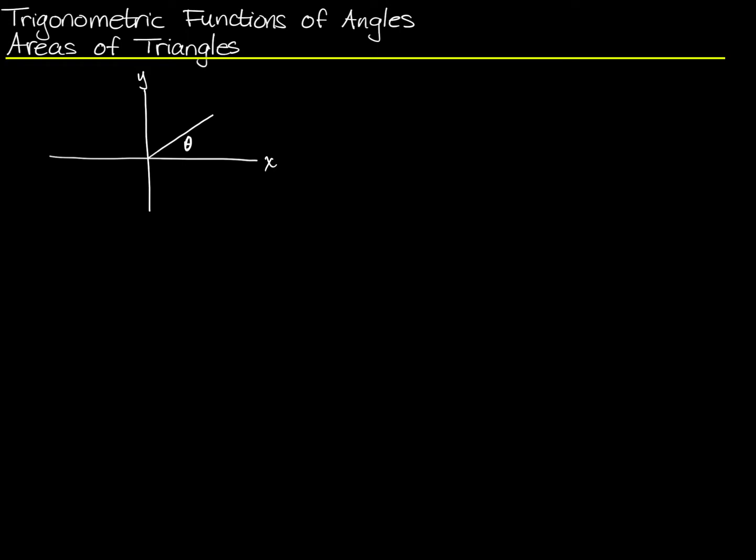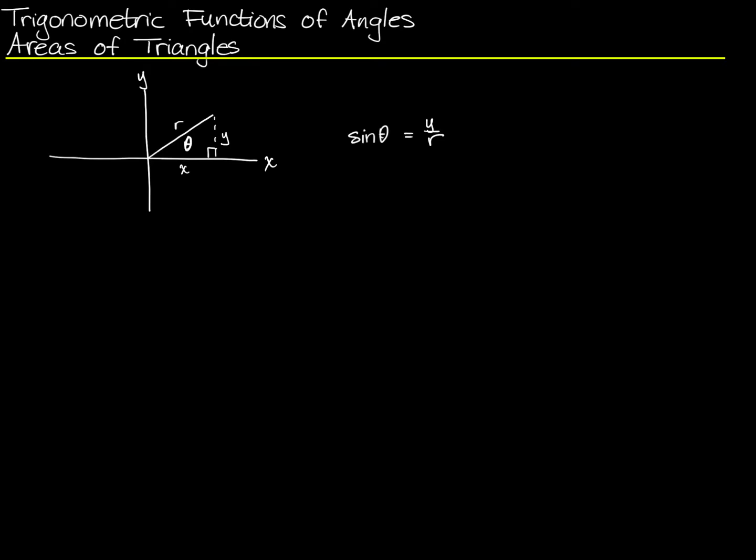Now, if I drop a vertical, indicate a right angle, and label the sides A, B, and R, actually, let's go ahead and label them X, Y, and R. Then the sine of this angle is equal to Y over R, opposite over hypotenuse.